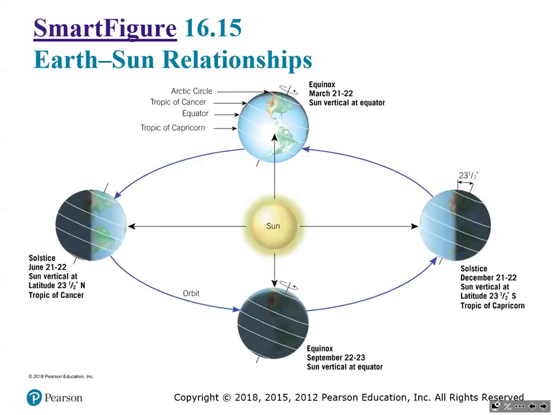So as the Earth travels around the sun, the hemisphere of the Earth that's more pointed towards the sun changes. When the Northern Hemisphere is pointed towards the sun, it gets summer. When it's pointed away from the sun, it gets winter.